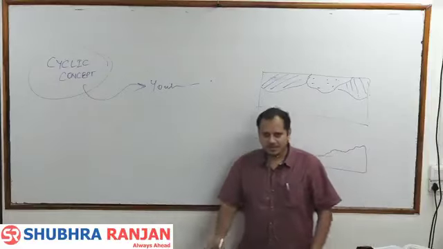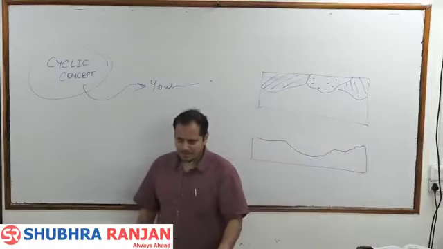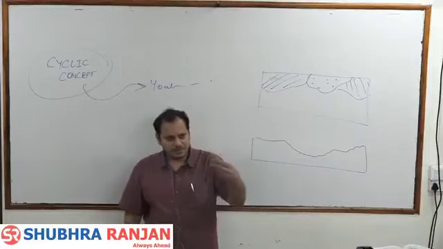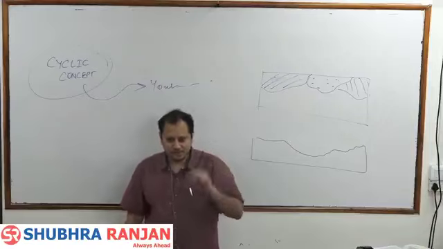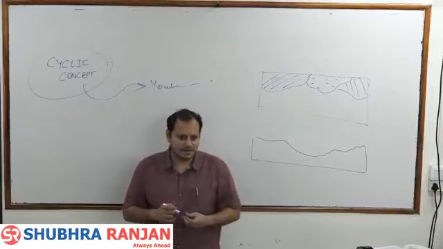They consider Earth as an open system, while the cyclical concepts consider Earth as a closed system. What is open system? What is a closed system? Any idea here in the class?